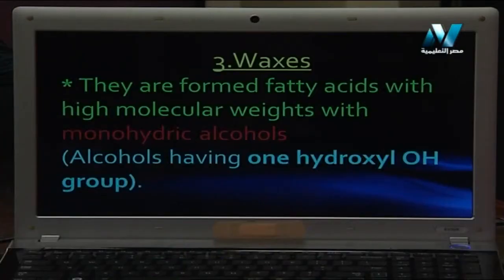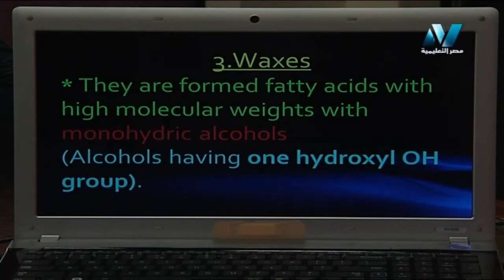The third simple lipid we call it wax. الواكس here formed of fatty acid with high molecular weights with monohydroxyl alcohol. يبقى الالكحول هنا في هيدروكسيل بيكون 1 only مش 3. يبقى الالكحول having 1 hydroxyl OH. Again الواكس this is the third simple lipid we call it wax.